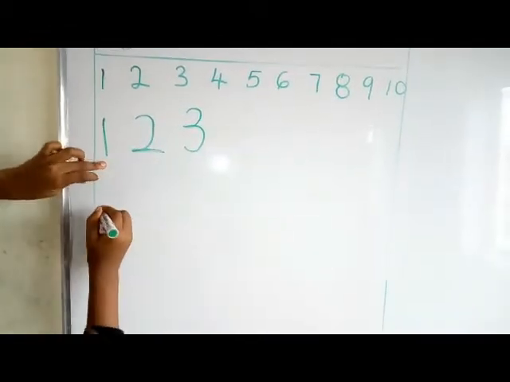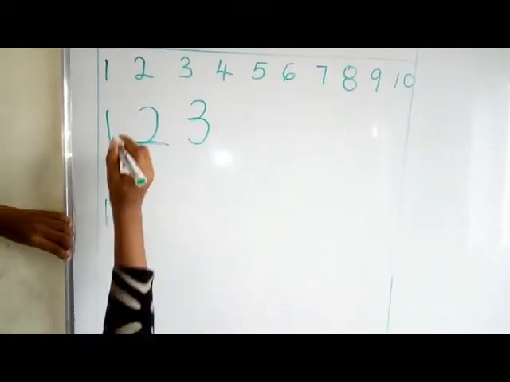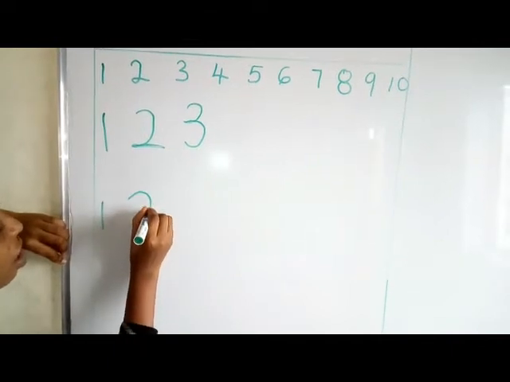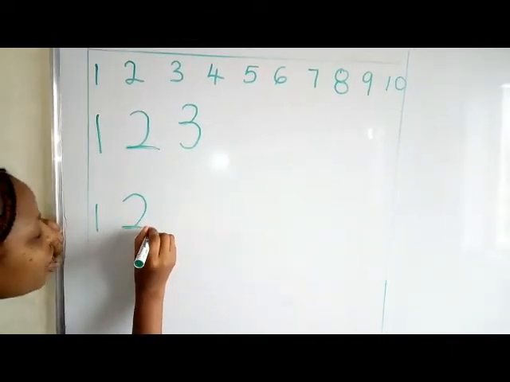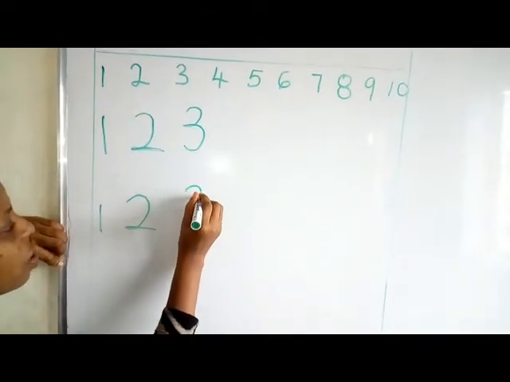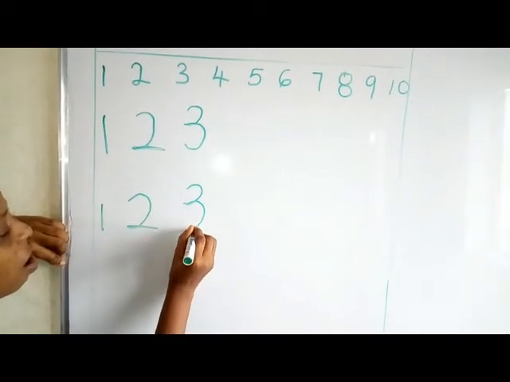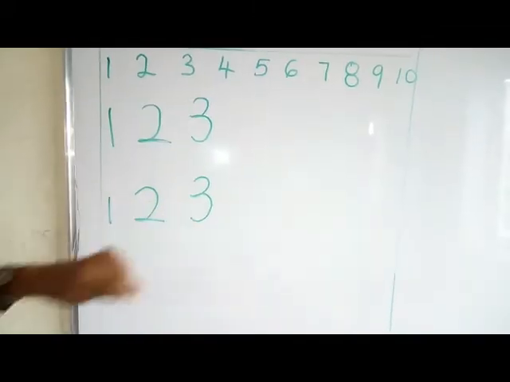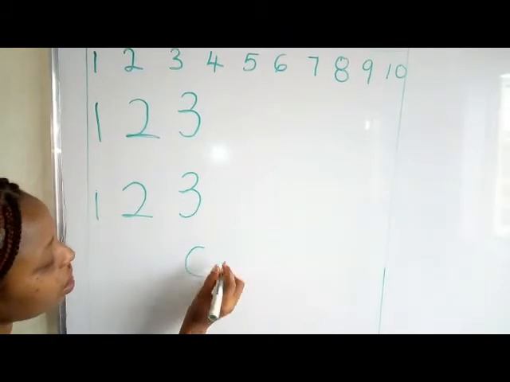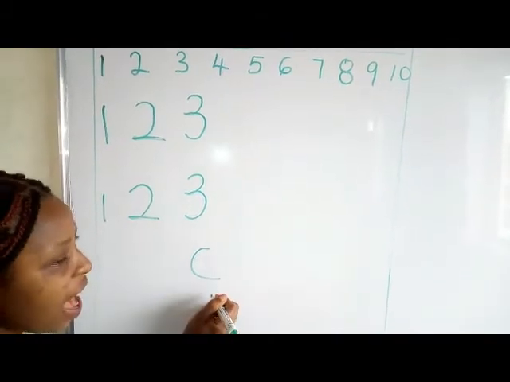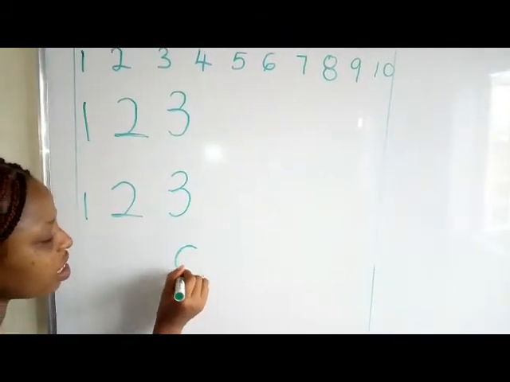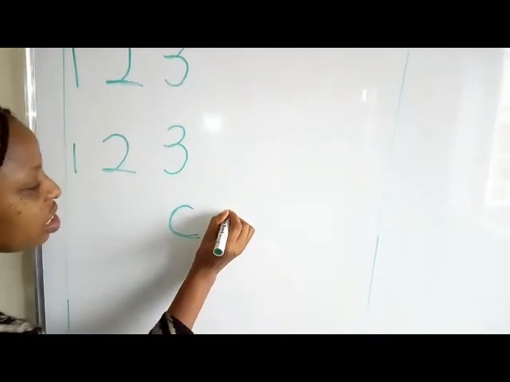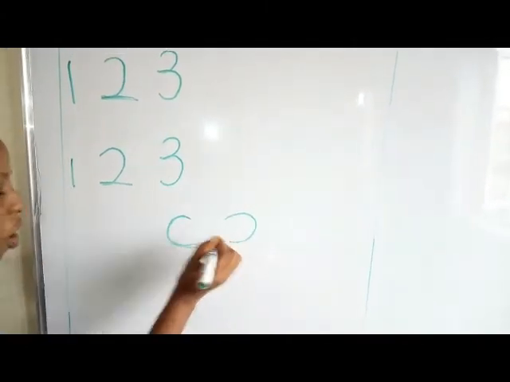Now number 1 is a stroke. Number 2 is a front curve and a dash. And number 3 is a front curve and another front curve. Now this is a front curve, not this. This is called a what? Back curve. This is called a front curve.